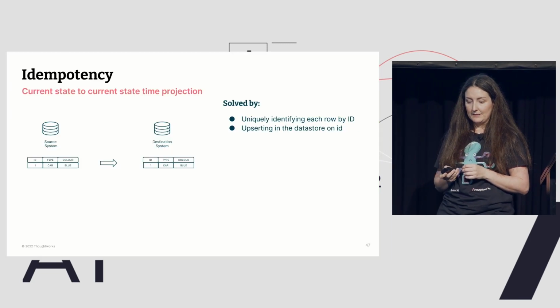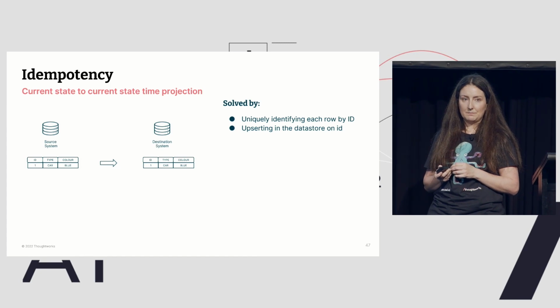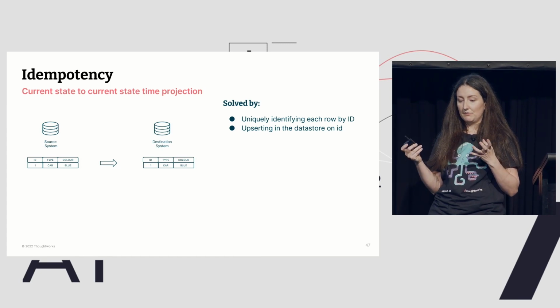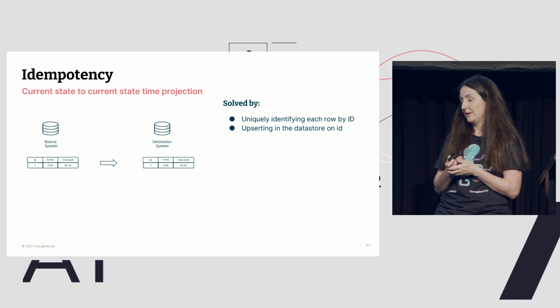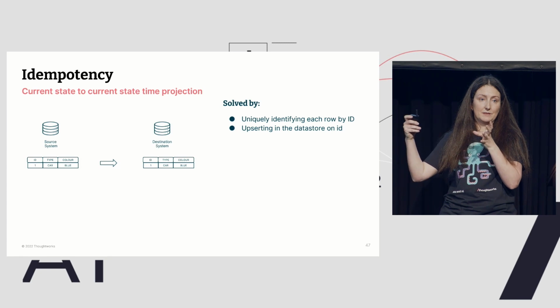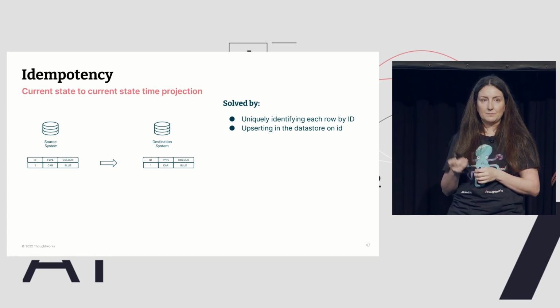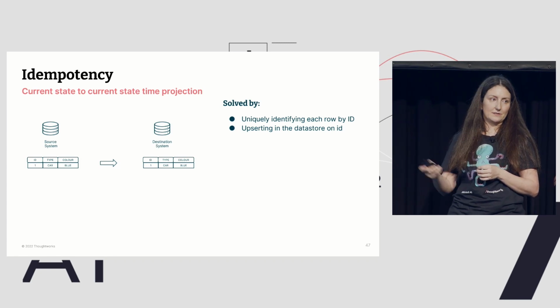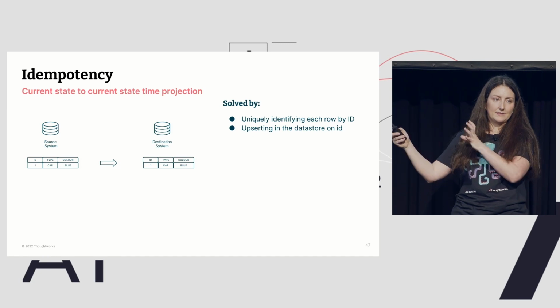So again, we've got this current state core time projection. This is probably the easiest one to solve for idempotency. We do it by uniquely identifying each row, and then using the database or data store for what it's good for, upserting on that ID. So no matter how many times we process it, it has the same effect.